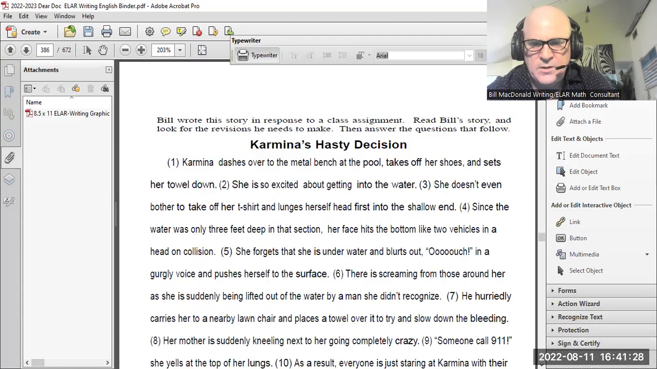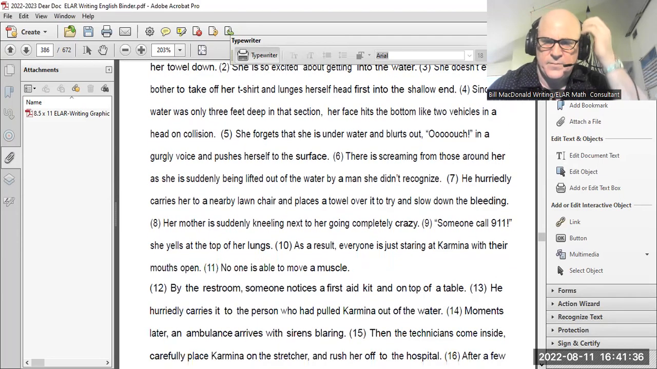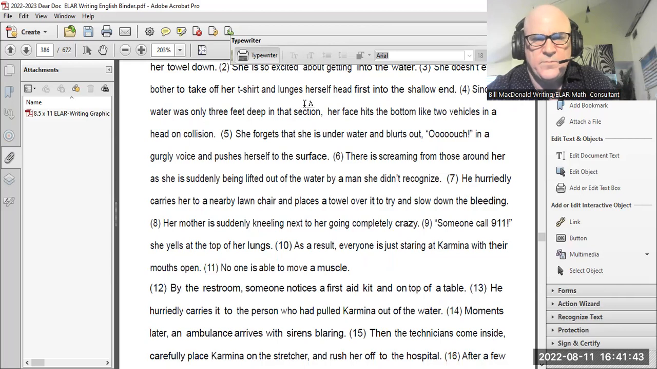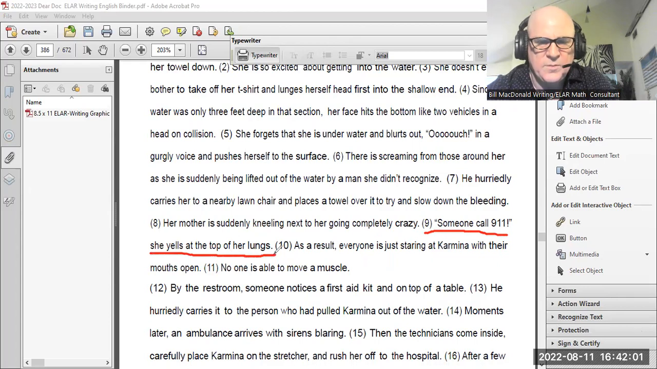Here we go. This is on one called Carmina's hasty decision. Okay. It has somebody talking on sentence 9. So what we have to remember is we already know that we're leaving sentence 9, quotation, capital, someone call 911, she yells at the top of her lungs. Okay. So somebody's asking somebody to do something.